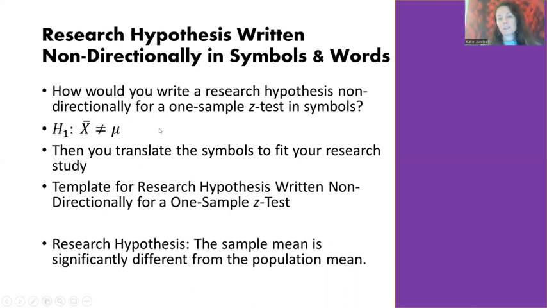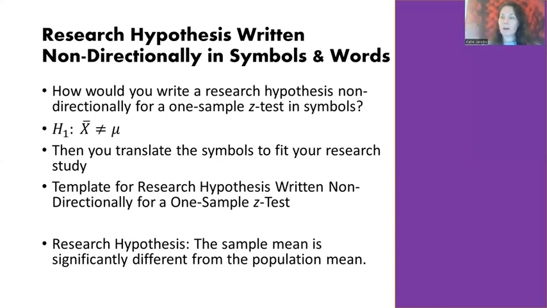So then we want to translate the symbols to fit whatever our research study is, okay? So I have kind of a template that you can use. Template doesn't mean that you will write these exact words every time. What template means is you'll take this and you'll adapt it to whatever study that you're conducting, right? So the template for a research hypothesis written non-directionally for the one sample z-test looks like the following.